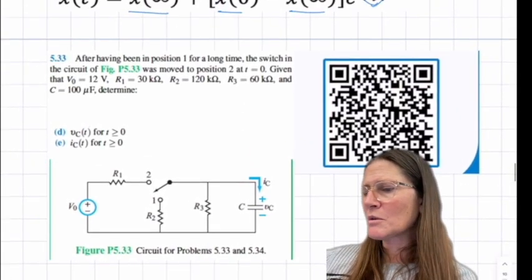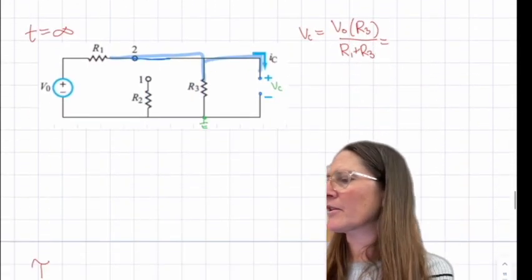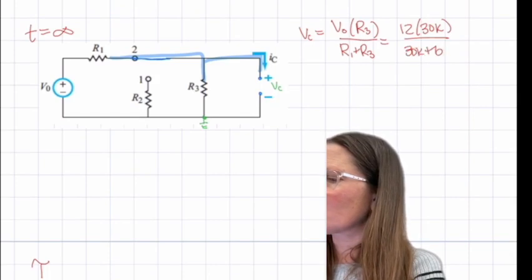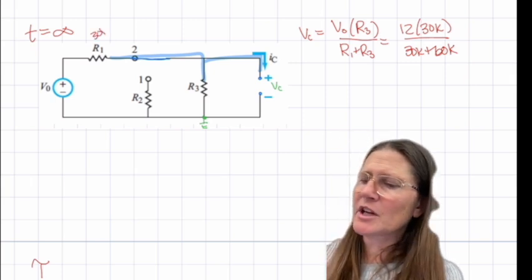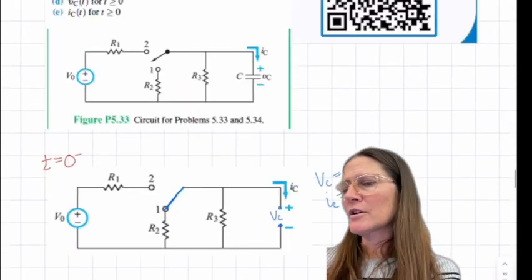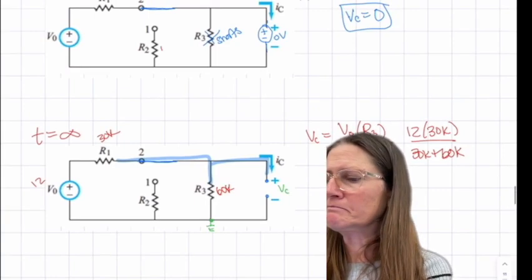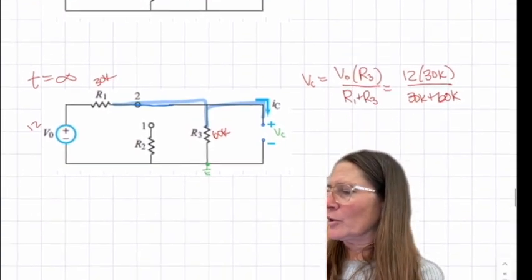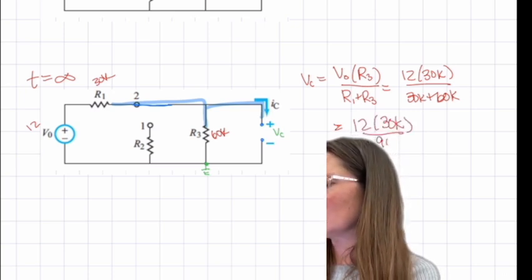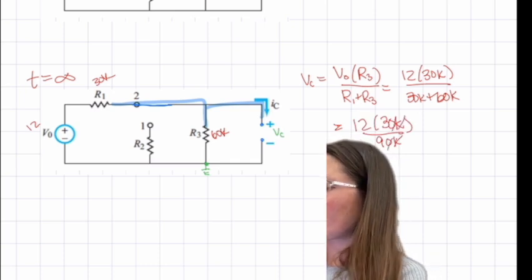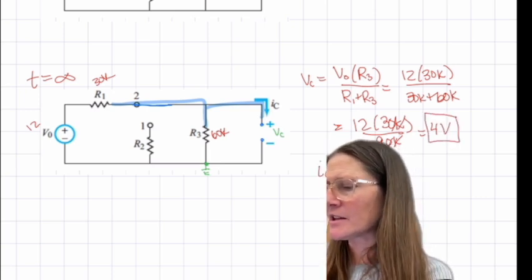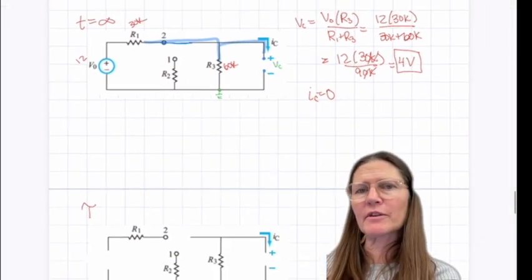And R3 was 60K. This was 30K, this is 12, and this is 60K. And R2 is 120K. So this then gives me 12 times 30, 90, 4 volts. And then IC is open there, so IC will be 0 for the final value.